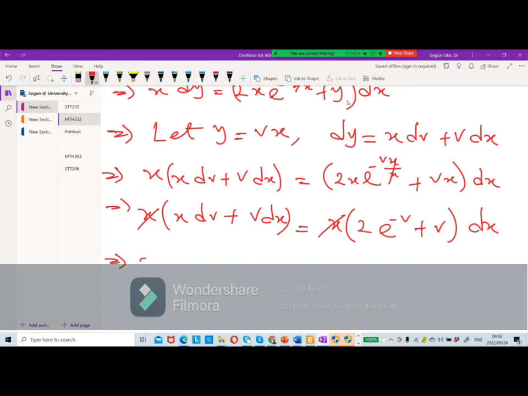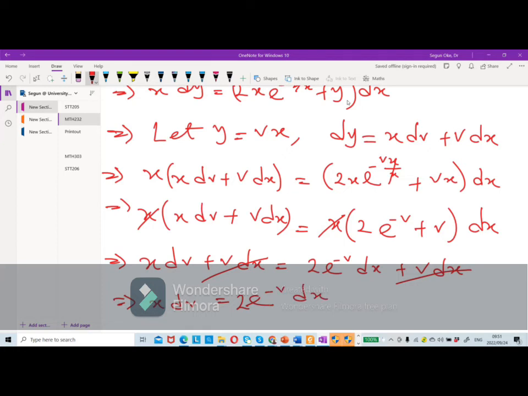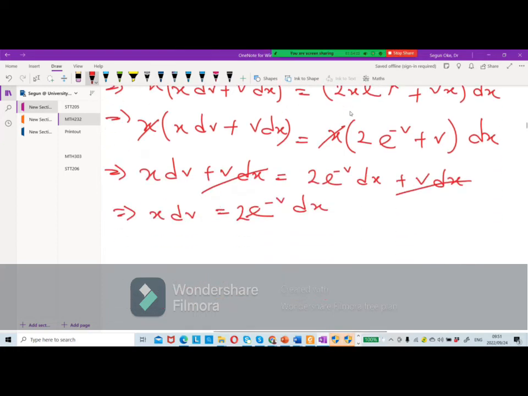I'll have x dv plus v dx equals to, we can open the brackets by saying 2e to the power minus v dx plus v dx. v dx can go with v dx. v dx here, v dx here can go. So I'm left with x dv equals 2e to the power minus v dx. So on this way now, we need to do the separable variable.